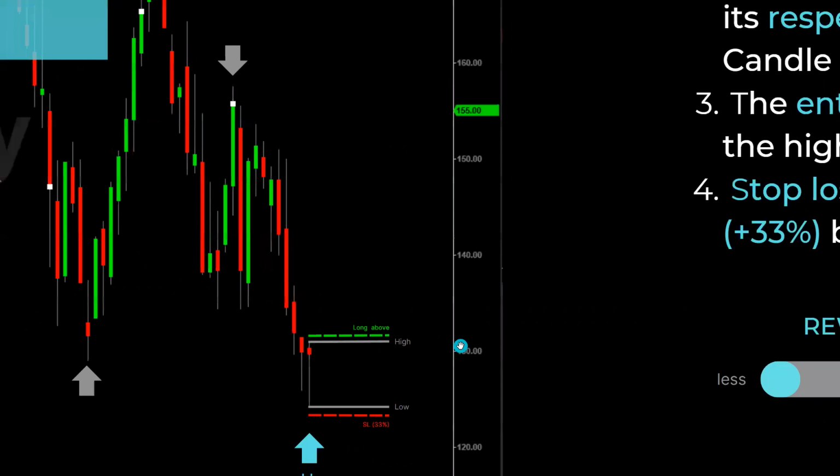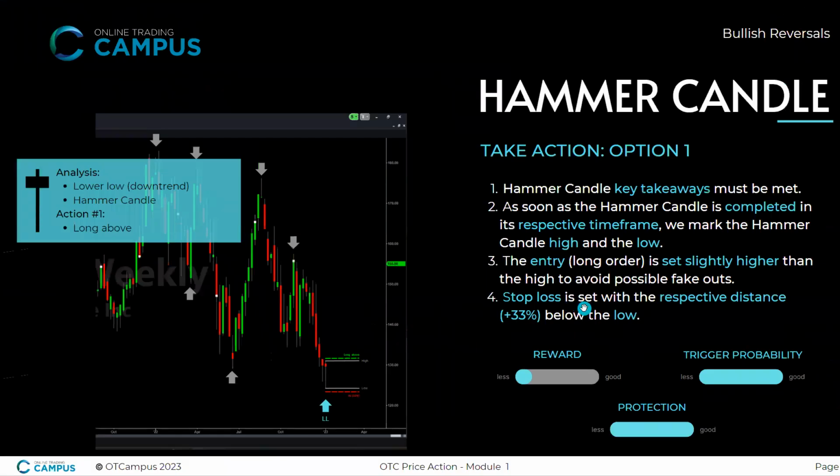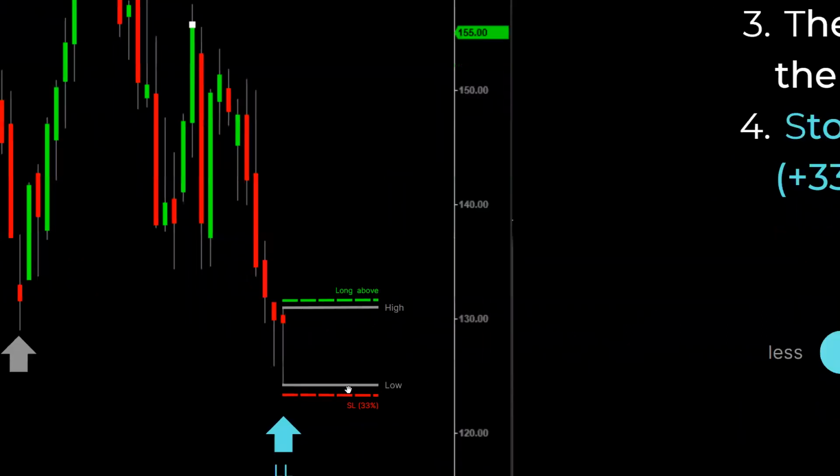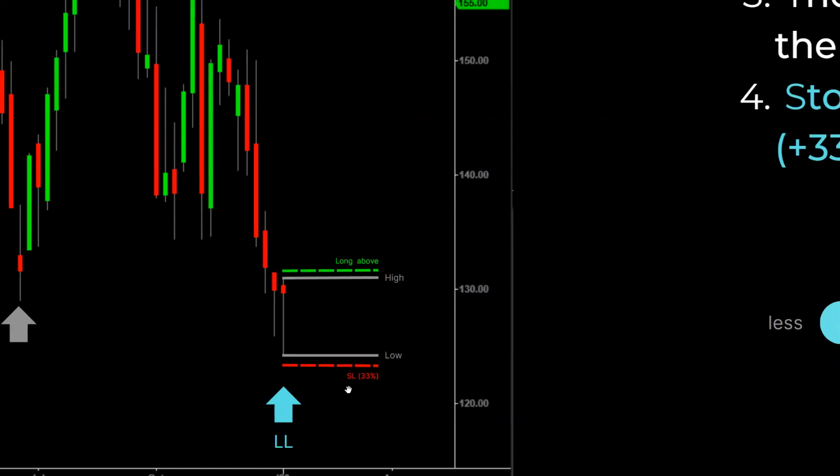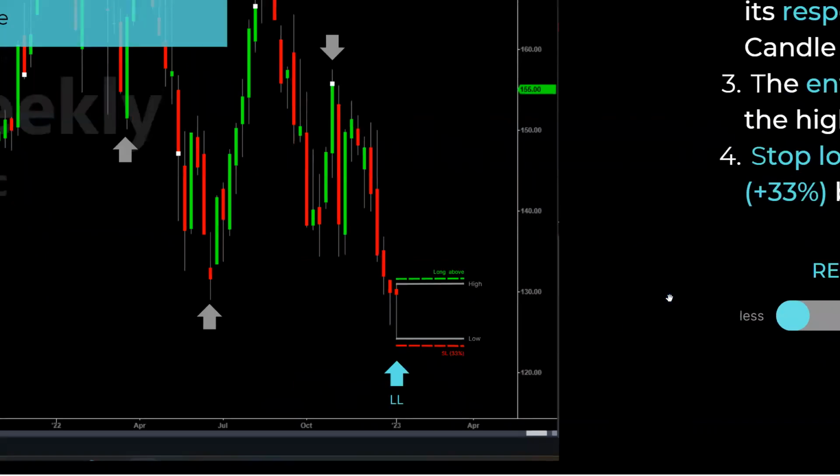That's absolutely fine. Number 4 is the stop loss, set with a respective distance. And here, this is a blueprint recommendation: plus 33% below the low. That means here we recommend in the blueprint a stop loss of 33%. Also here, guys, it depends on your trading experience. If you're using 10%, 50% stop loss, it's fine. It's not right or wrong here. Set the stop loss below here. That's option one. I think very easy.